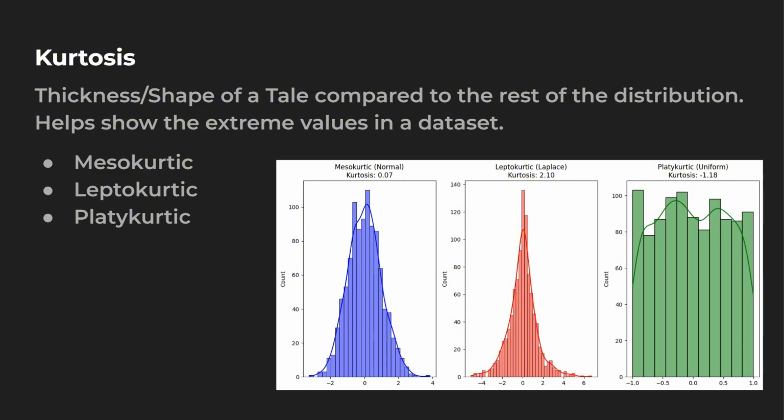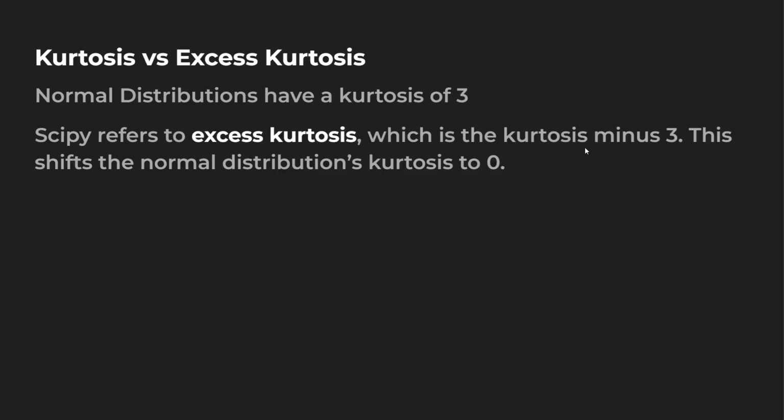So first, kurtosis gives you information on the thickness or shape of a tail compared to the rest of a distribution, which allows you to know the extreme values within a data set. There are three different types of kurtosis to be familiar with: mesokurtic, leptokurtic, and platykurtic. You can see all three of these in the plot right over here, and we will be plotting them in the video.